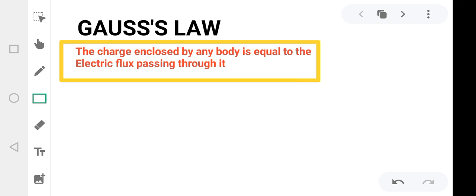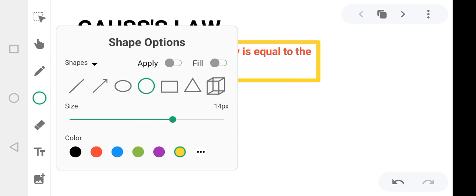Today we are going to talk about Gauss's law. So what is Gauss's law and how can we define it? In this lecture we are going to clear this up. Okay, so let me start with an example.